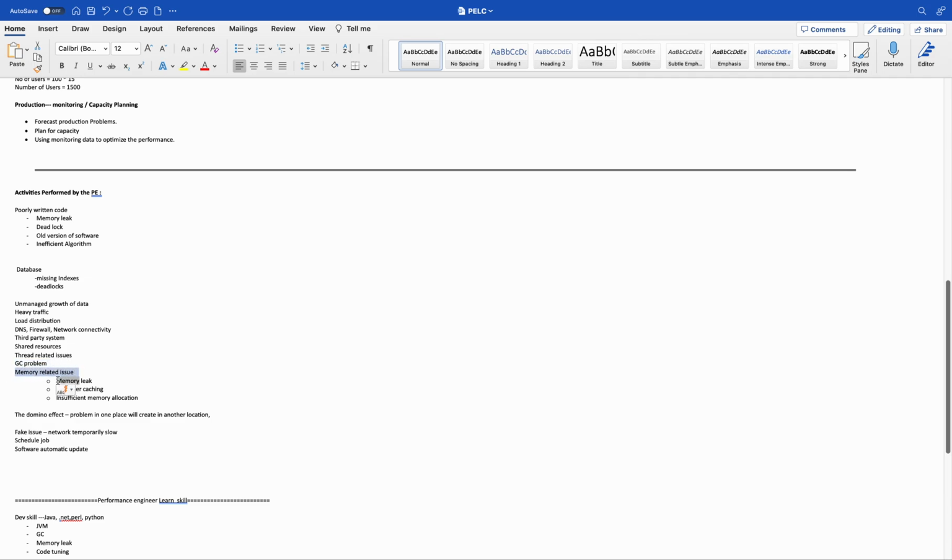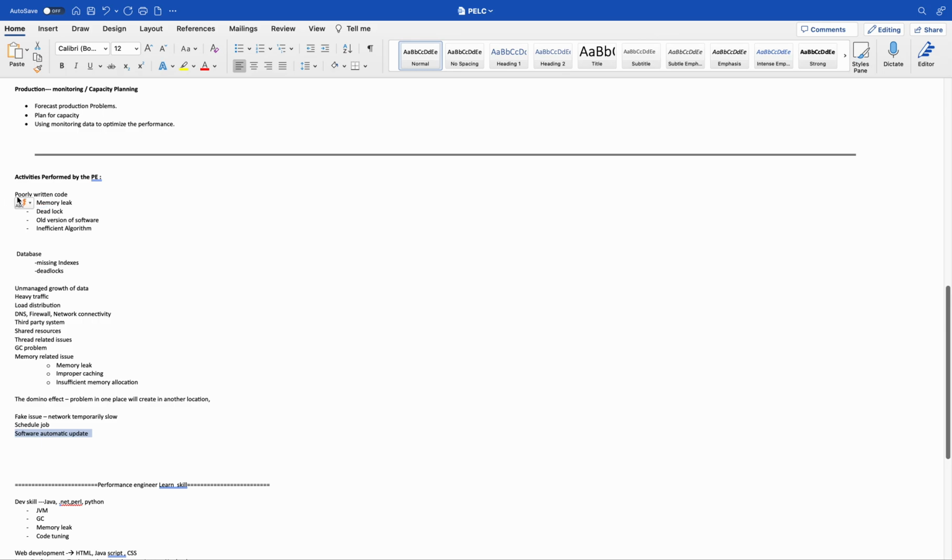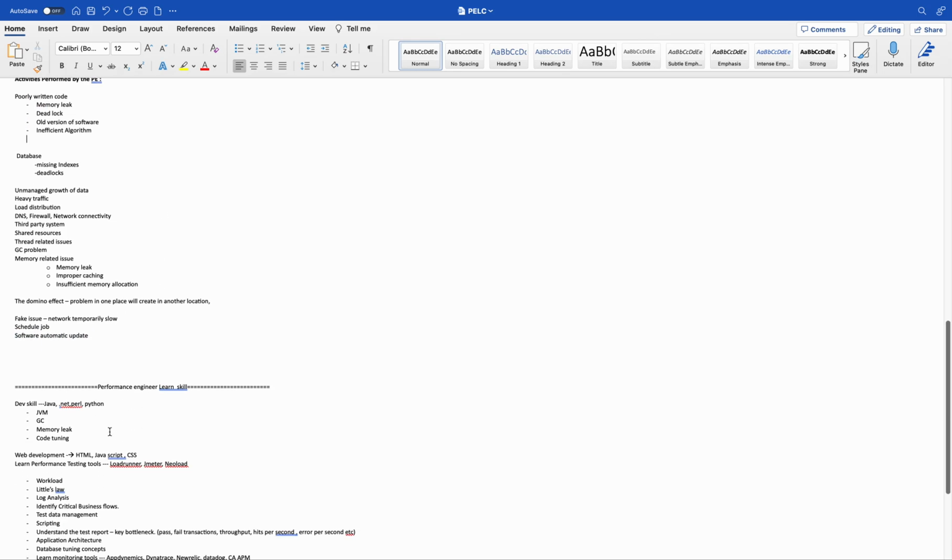Memory related issues: memory leak, improper caching, insufficient memory allocation. Domino effect: a problem in one place will create a problem in another place. Fake issues like the network being temporarily slow, some scheduled job going on on the server, software automatic updates. So these are all the performance issues that we observe during our performance test.